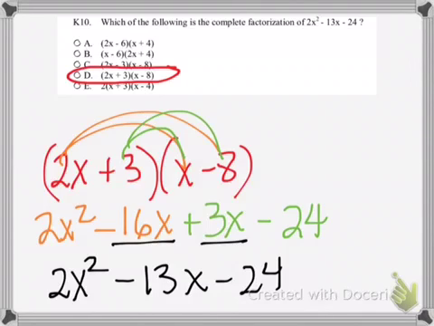I showed distributing the 2x with the orange lines, 2x squared minus 16x. Then I distributed the 3 with the green lines, and that gave me 3x minus 24. When I combine my like terms, that gives me 2x squared minus 13x minus 24. So that's the way I found that that was the answer.